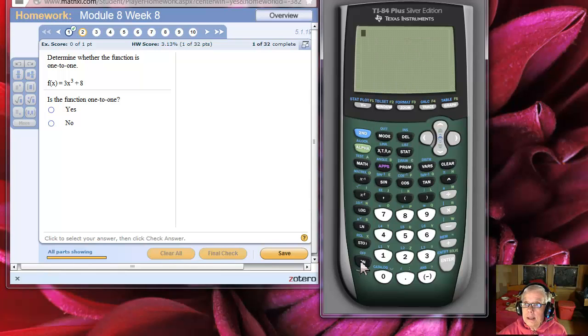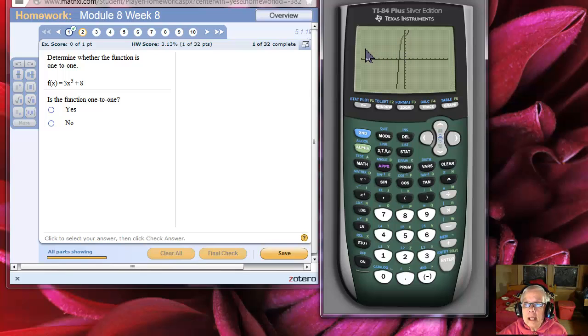So I'll turn this on, go to y equals 3x to the third, right arrow, plus 8. And I'm going to graph. All right, there is 3x to the third plus 8. Now, you can tell perhaps that if you draw a vertical line through it, that vertical line will intersect the graph at only one point. So this is definitely a function.